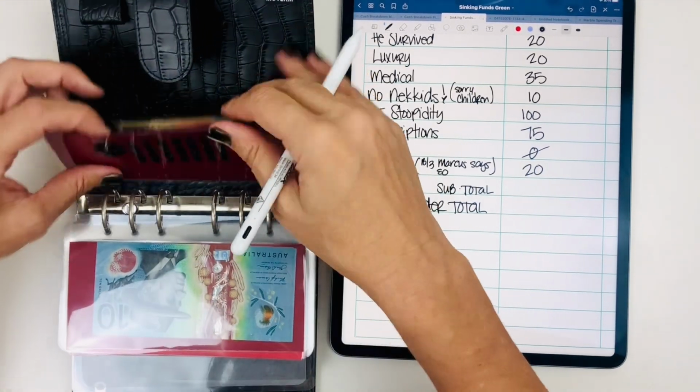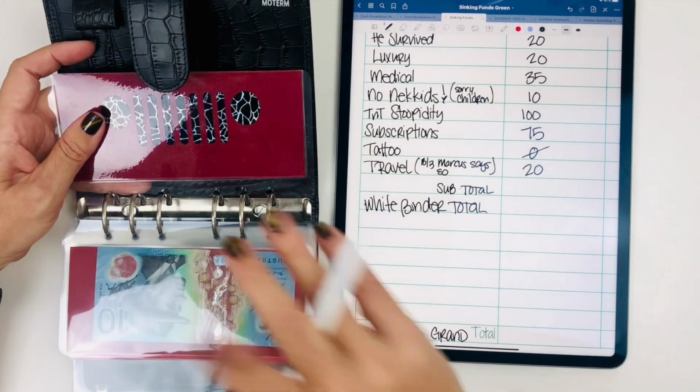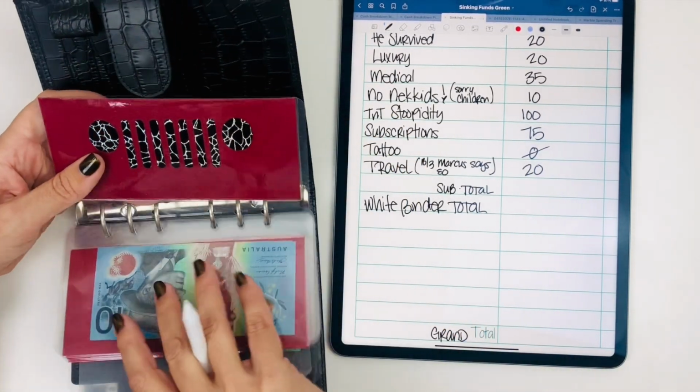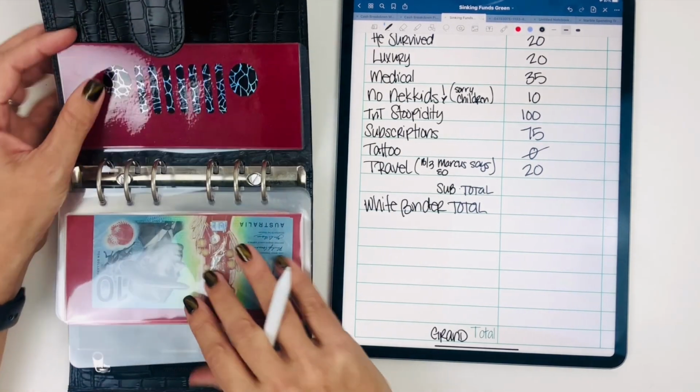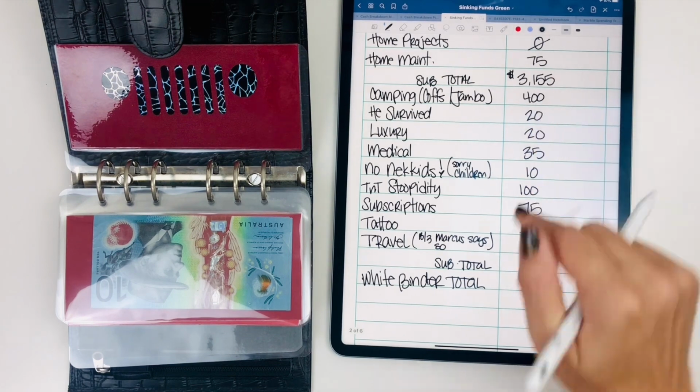And then the last one is extra money to stuff. We don't count that one. It's going to go into a different envelope, a different binder entirely.